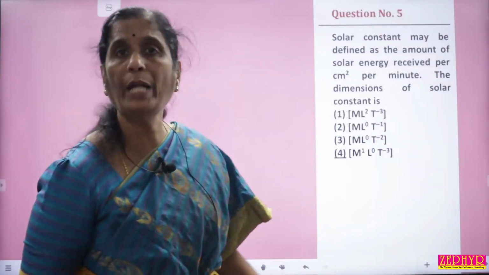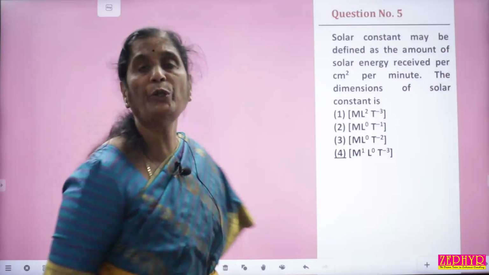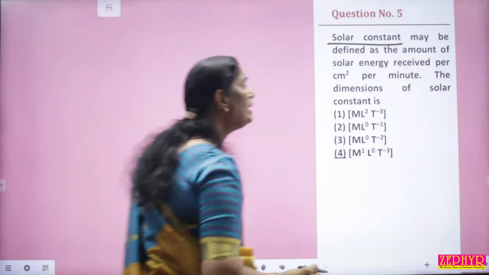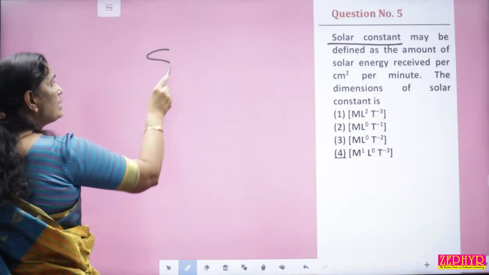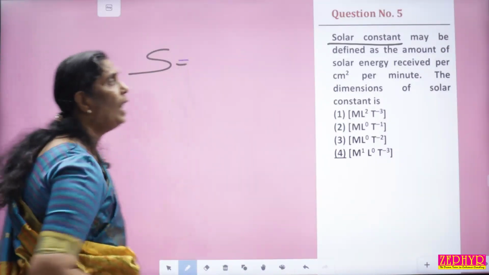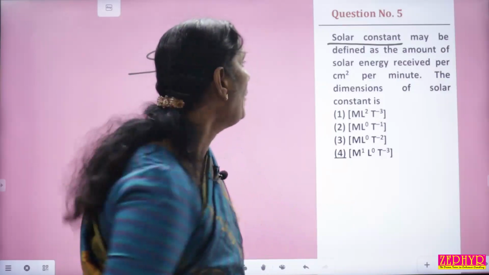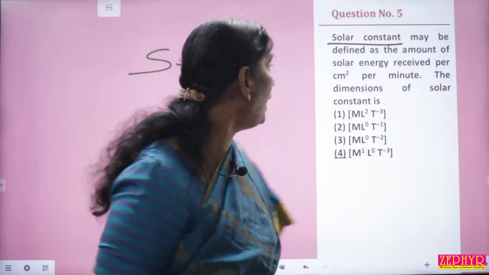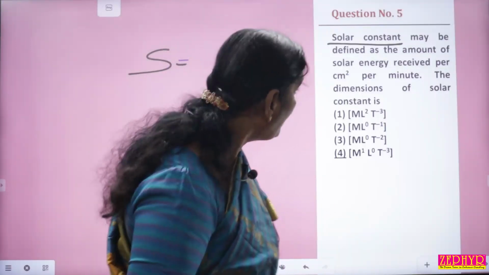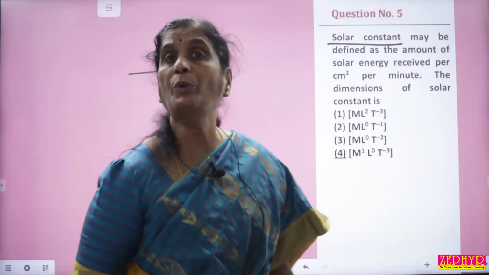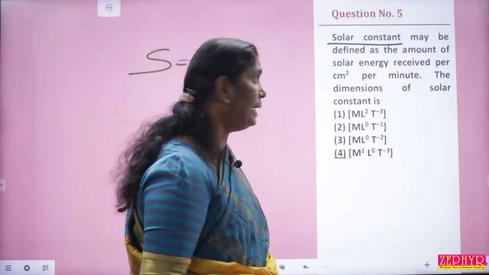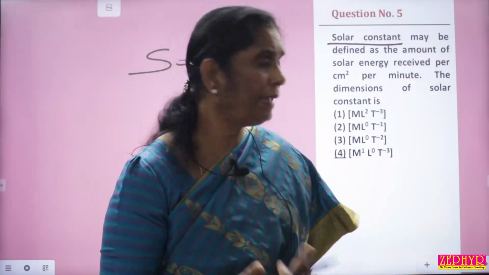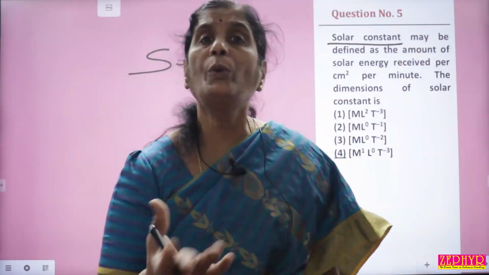Again, they are making it to do dimensional formula. Read the question. If it is a new thing, you have to read the question. Solar constant. So they are defining the solar constant. Solar constant generally will represent with S. How they are defining the solar constant? May be defined as amount of solar energy received per area per centimeter square per minute. It is the amount of energy radiated per second, or minute, per unit area.